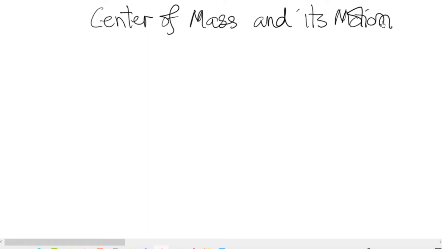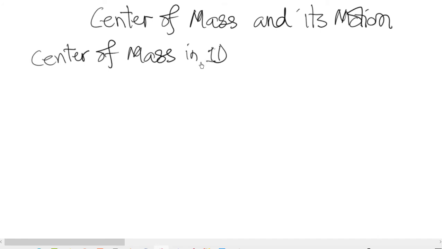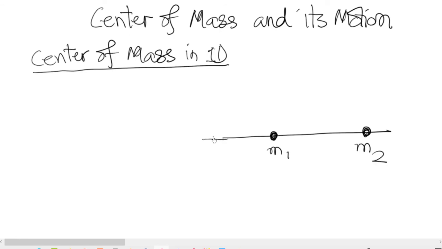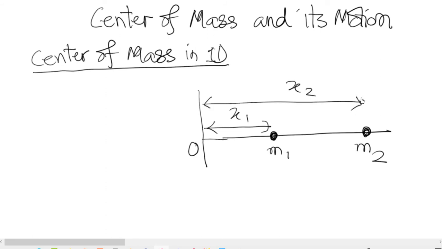Let us consider center of mass in 1D, a one-dimensional system. Let us suppose that we have a straight line and there are two particles here. For simplicity, we consider two particles, one with mass m1, the other with mass m2, and their distances from a point O are x1 and x2. We define a center of mass somewhere here, say let us suppose this is C, and its distance from the origin O is xCM.